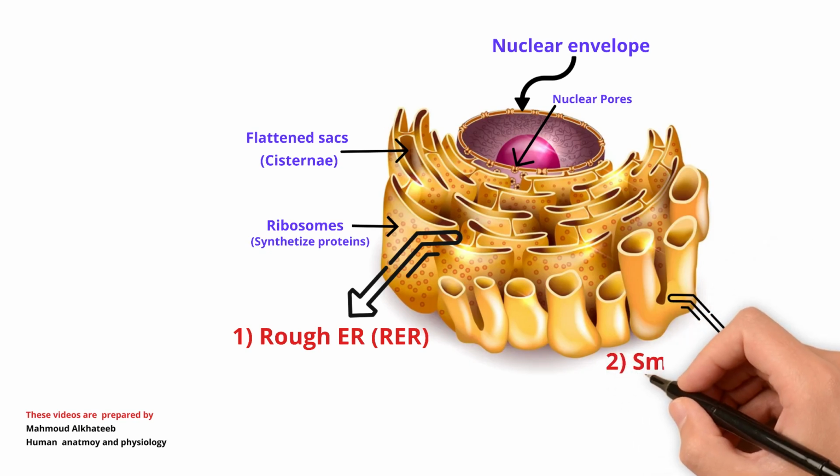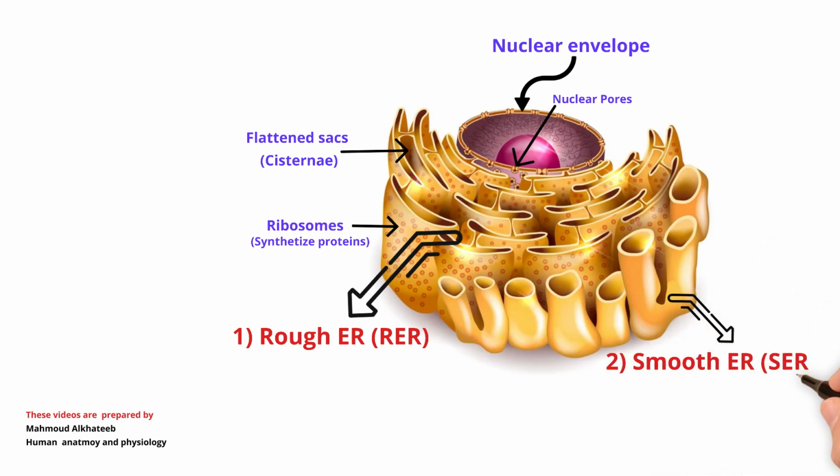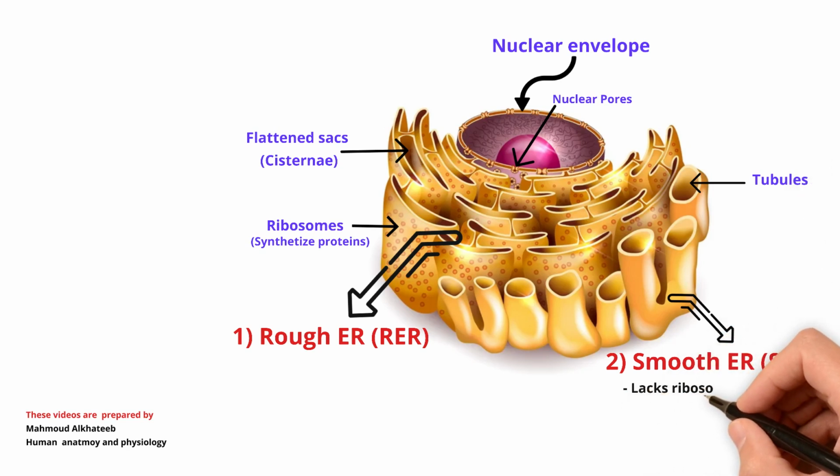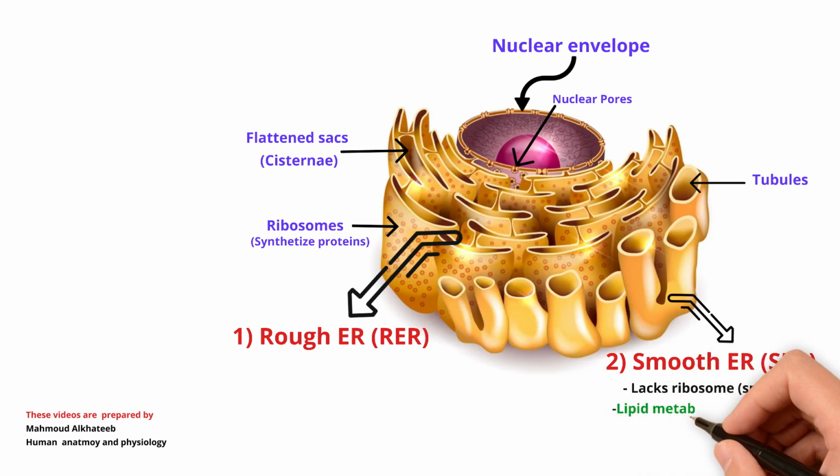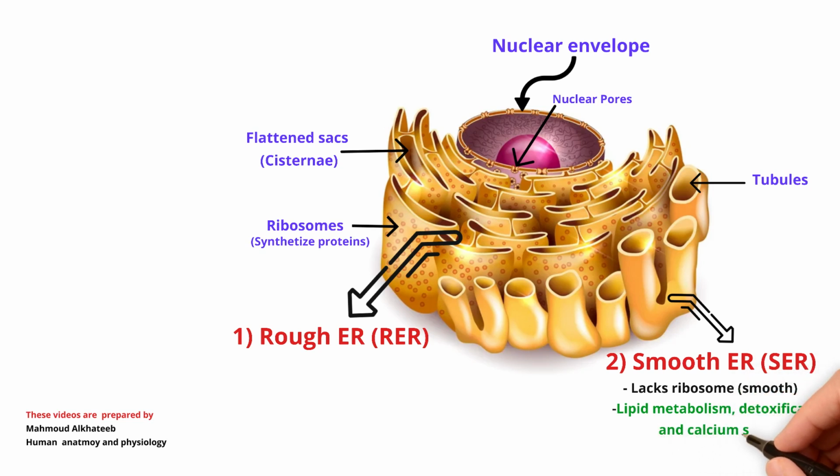Further down the assembly line is the smooth endoplasmic reticulum. Unlike the rough part, the structure of the smooth endoplasmic reticulum is composed of tubules. Also, it has a smooth surface, as it lacks ribosomes. Instead, the smooth endoplasmic reticulum specializes in lipid metabolism, detoxifying harmful substances, and storing calcium, making it especially important in liver and muscle cells.